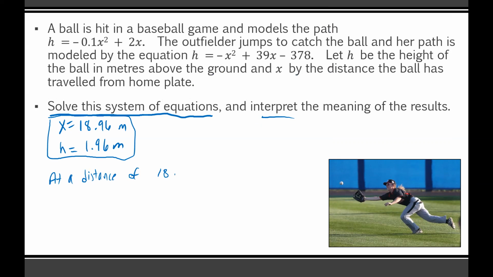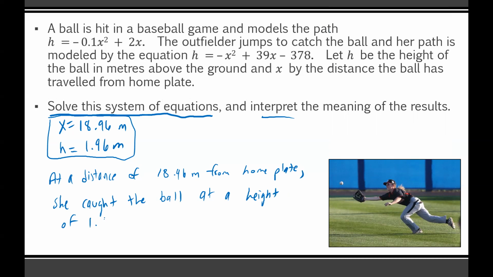of 18.96 meters from home plate, she caught the ball at a height of 1.96 meters. Okay, every now and then we'll throw a word interpretation in as well. That's just basically getting you to look back at the question and say, hey, what did I just do? It's easy enough just to plug both those equations into your calculator and say, oh, that's where they meet. It's another thing altogether to say, hey, what does that actually mean?